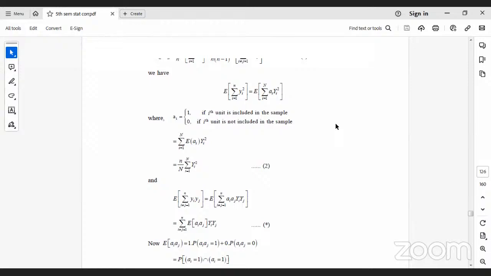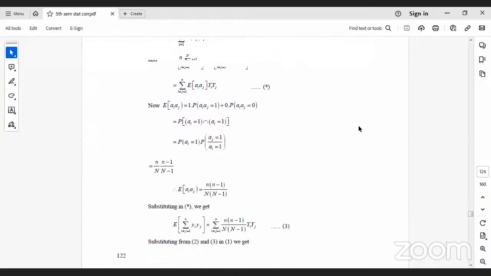Substituting 1 and 0, a equal to 1 intersection of a equal to 1, substituting in the formula: n into n minus 1 by capital N into capital N minus 1. Sample size and population size multiplied give E(aij) equal to n into n minus 1 by capital N into capital N minus 1. So E summation of i not equal to j is n into n minus 1 by capital N into capital N minus 1.